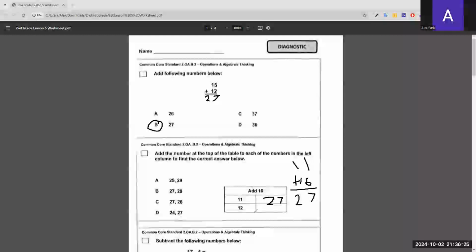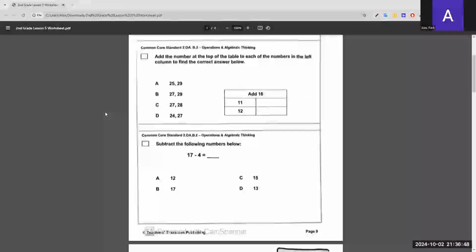And now we have to add 12 to 16. But we know that 12 is just one more than 11. So, and we got 27. So if we just add one more, then we would get 28. So 27, 28, that would be C.